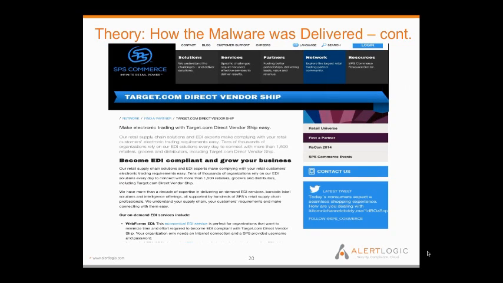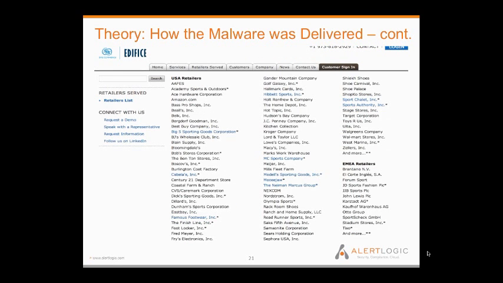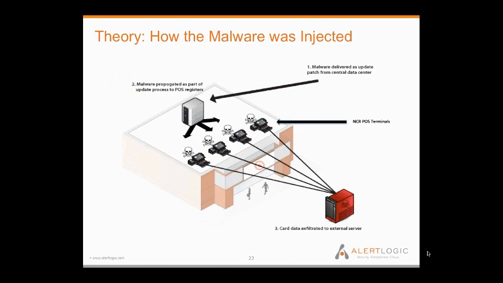And another vendor portal, this is actually a Target portal. This is a direct Target portal for vendor shipping. This may have been compromised as well. This is one of our theories. And as you can see, this is part of the Target portal. And at the same time, it's interesting, if you look down their retailer list, you see Neiman Marcus Group on there. They were actually compromised with a similar type of POS malware during the same time as the Target attack went on.